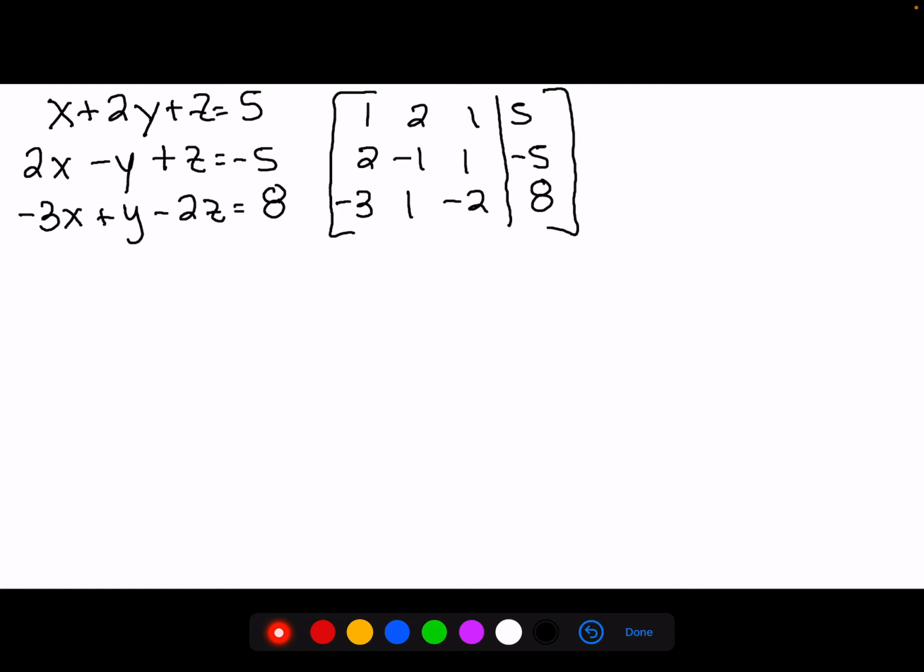All right, so I need to double check, make sure I copied it all correctly. Yay. So there's our augmented matrix. We've already got the 1 up here. Woohoo! So let's work on getting our zeros.